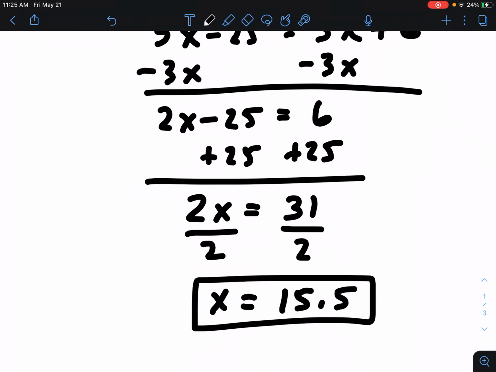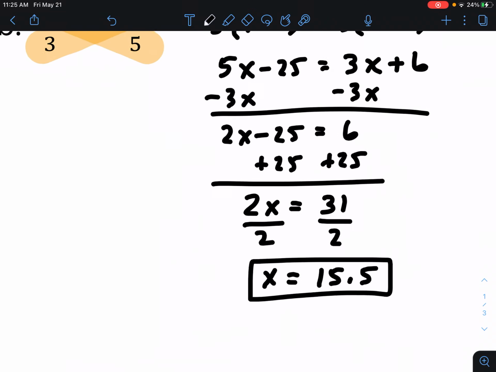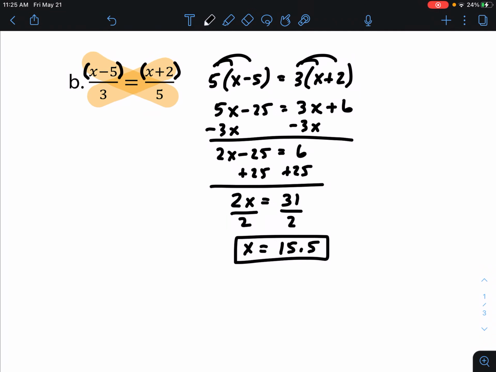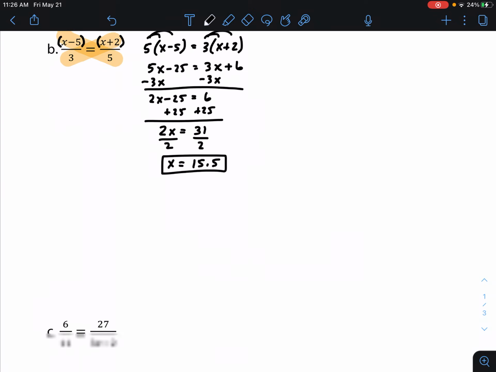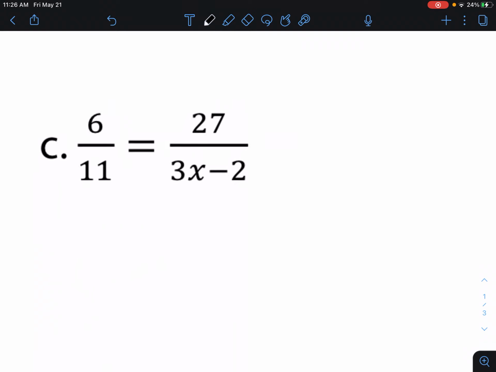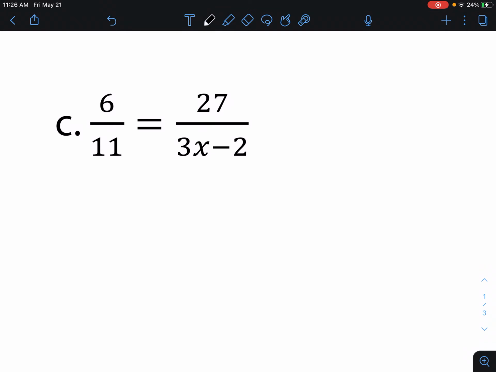Okay, so we are able to solve this proportion that has binomials in it because we added parentheses. Now, if you don't add the parentheses, you end up with something that is completely different, and it's not going to work. All right, one more. Okay, this time, the only difference with this one is really we have one binomial.